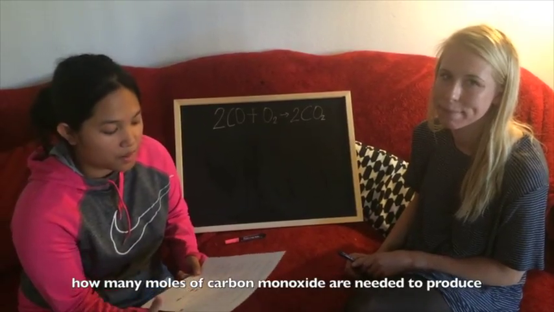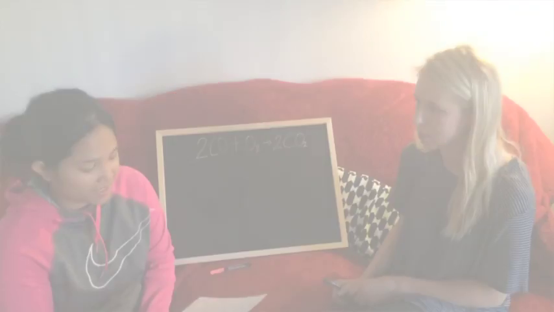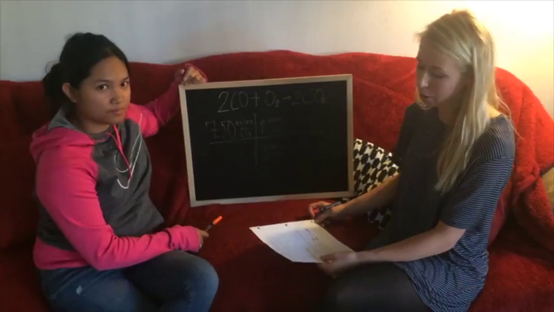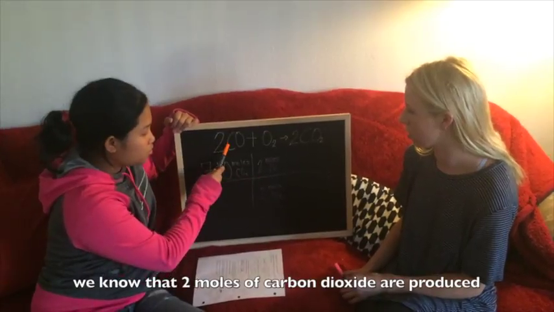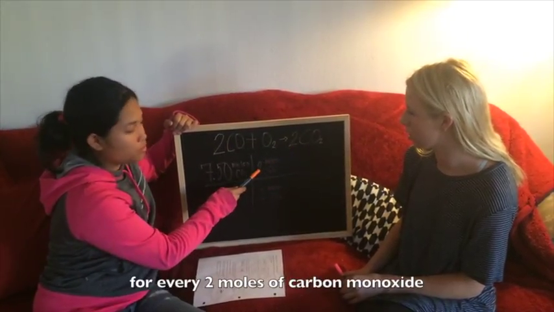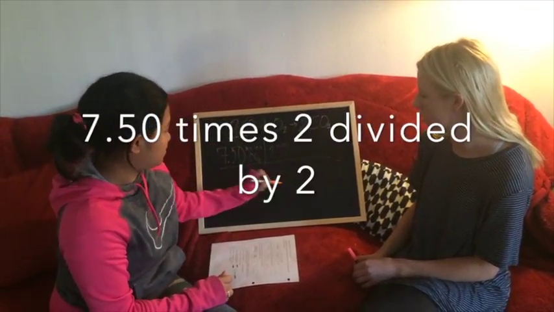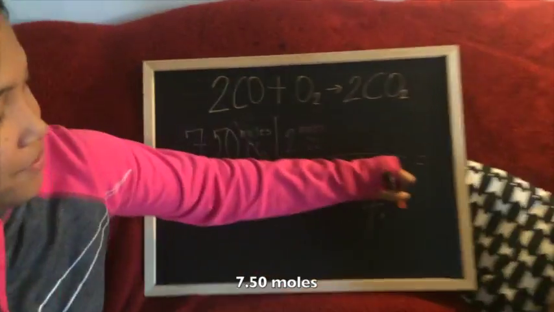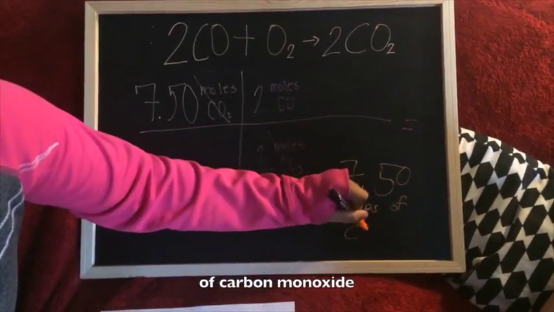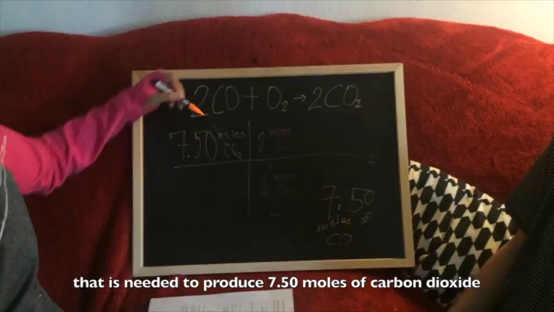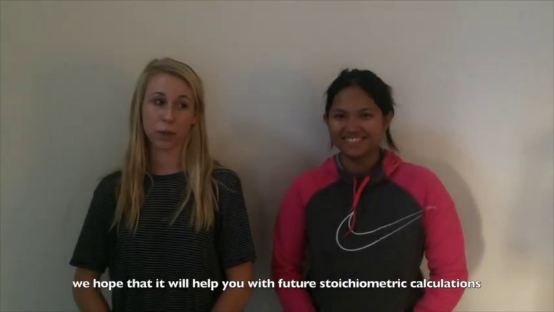How many moles of carbon monoxide are needed to produce 7.50 moles of carbon dioxide? In this equation, assume that you have an unlimited supply of O2. With 7.50 moles of carbon dioxide, we know that 2 moles of carbon dioxide are produced for every 2 moles of carbon monoxide. That will leave us with 7.50 moles of carbon monoxide that is needed to produce 7.50 moles of carbon dioxide. Thank you for watching our video. We hope that it will help you with future stoichiometric calculations.